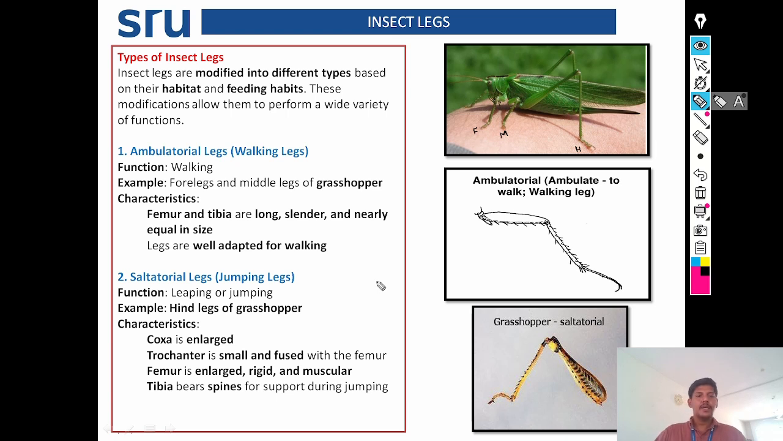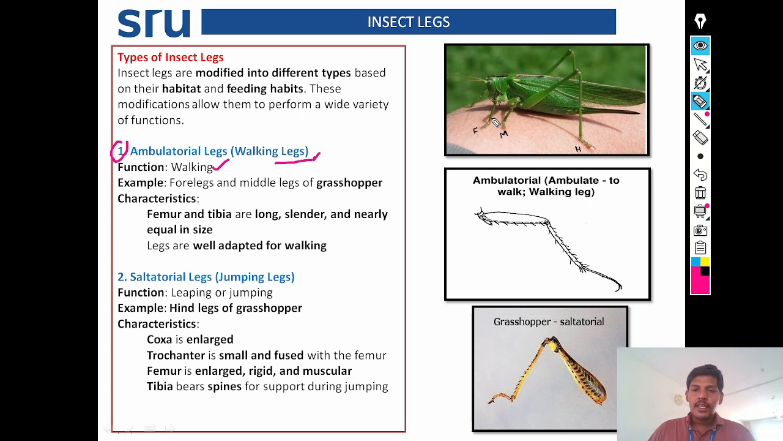Let's see types of insect legs. Insect legs are modified into different types based on their habitat and feeding habits. This modification allows them to perform a wide variety of functions. Let's see. First type of insect leg is ambulatorial legs. These are the walking legs. The function of this leg is walking.